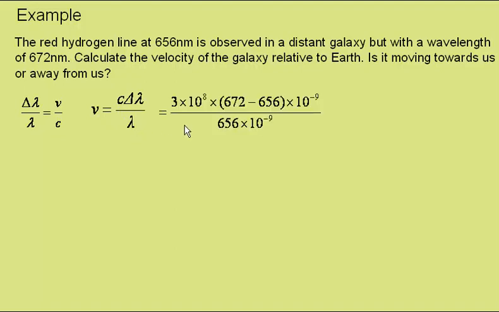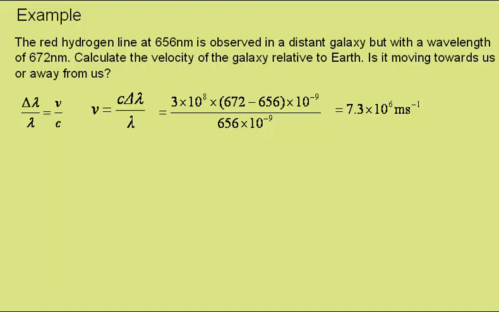Putting in the numbers, c is 3 times 10 to the 8 meters per second. The changing wavelength is just the difference between the two wavelengths given. Don't forget it's nanometers, so it's times 10 to the minus 9. And the wavelength we want to use is the stationary wavelength of 656 nanometers. This gives a recession velocity of 7.3 times 10 to the 6 meters per second.